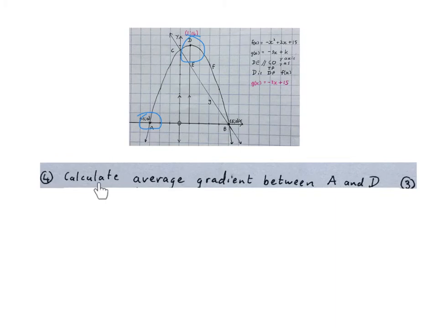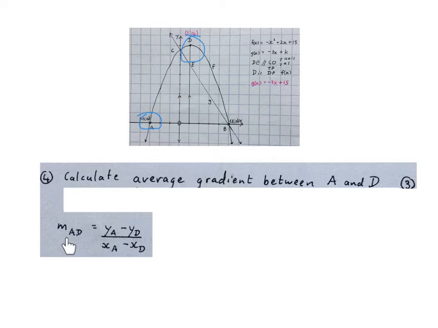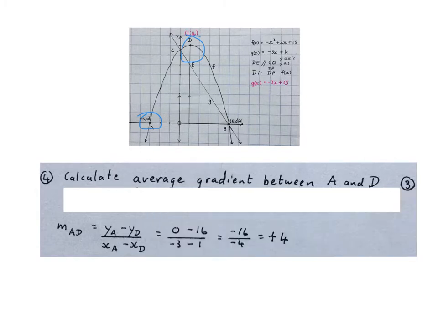Next they ask, calculate the average gradient between A and D. Use the normal gradient formula, m = (y2 - y1)/(x2 - x1). In other words, the gradient of AD is the y at A minus the y at D over the x at A minus the x at D. Substitute in the coordinates. At the top it will be 0 - 16 over -3 - 1. We simplify it and the average gradient between A and D will be +4.